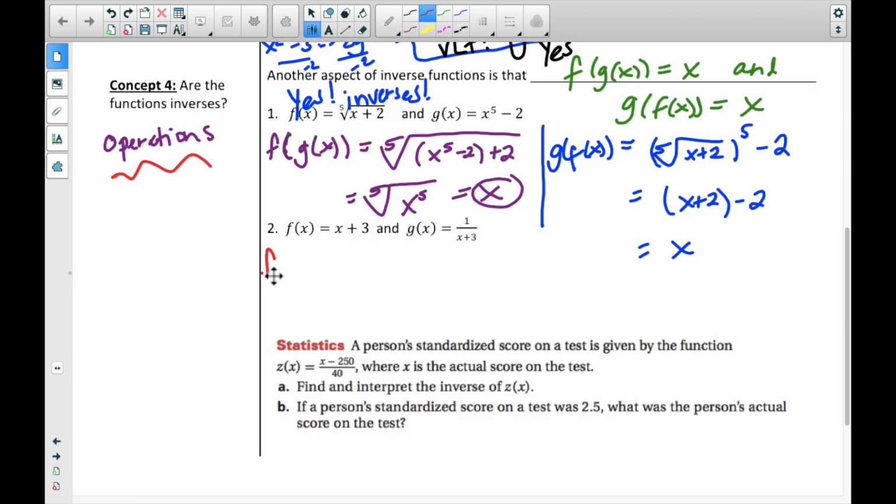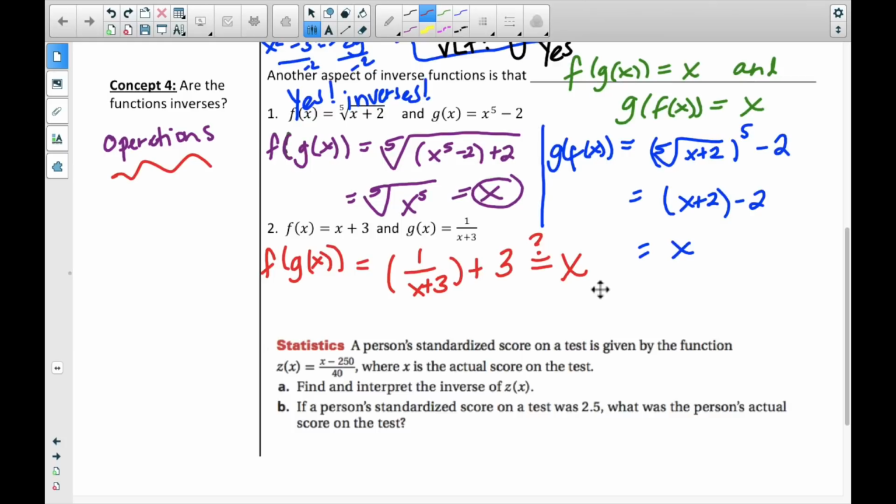But again, since I'm on a test and my teacher is going to grade me on showing my work, I'm going to go ahead and show this all the way out. So I want to take my g of x function and plug it in to the f of x function. So I'm going to take that g of x, and I'm going to plug it in here. 1 over x plus 3, plus 3. And the question I'm asking myself is, will that equal x?